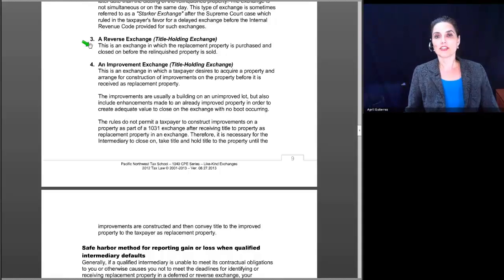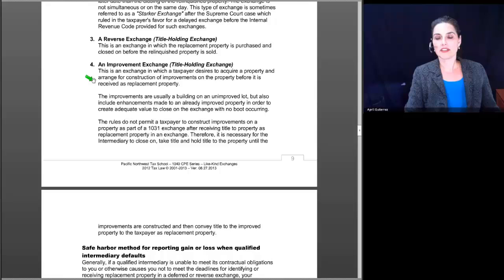And it could be the case that you find a buyer for the property that you're selling before you found the property that you want. So you sell what you've got and you still haven't acquired what you want to buy. And that's where you're in real danger, because you've got to identify the property you want to buy within 45 days, and then you have to actually close on it within 180 days. So timing is very important and can be kind of stressful.